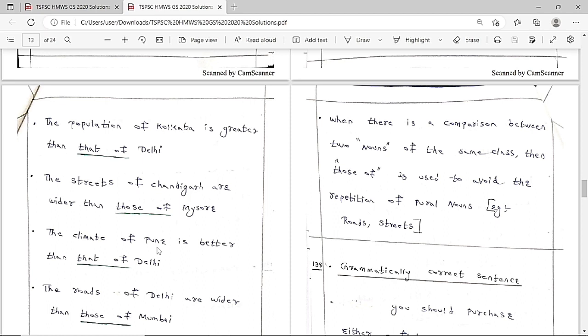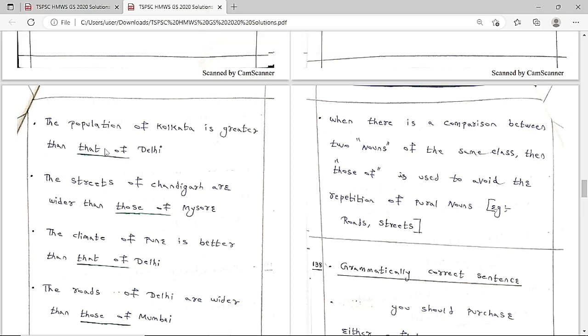Similarly, another example is, the climate of Pune is better than that of Delhi, and the roads of Delhi are wider than those of Mumbai. Always remember it in this fashion. The population of Kolkata is greater than that of Delhi, the streets of Chandigarh are wider than those of Mysore, the climate of Pune is better than that of Delhi, and the roads of Delhi are wider than those of Mumbai.